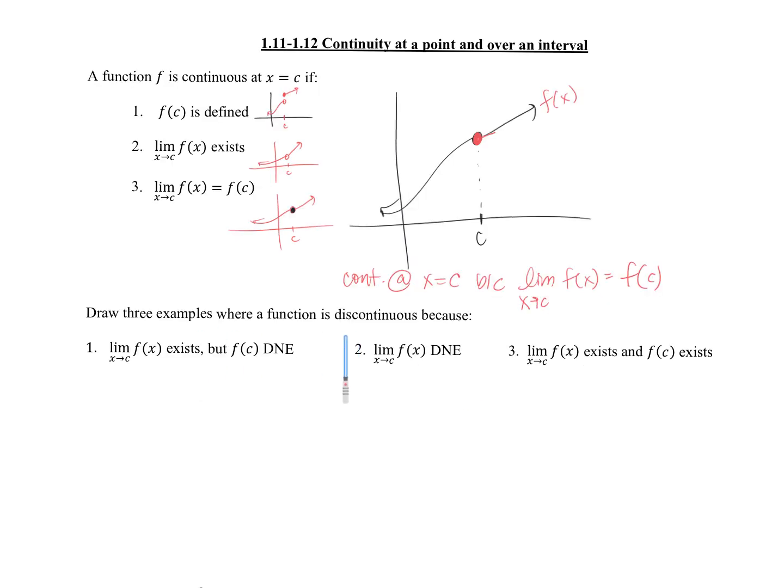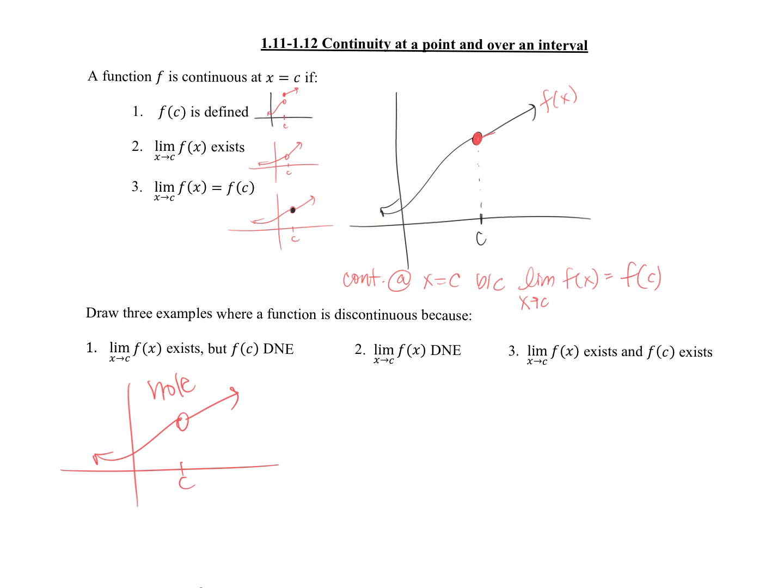It says, draw three examples where a function is discontinuous. This one first says, hey, the limit exists, but the value of the function does not. What would that be? Putting words into a picture, I think, is really hard. The limit exists, so my fingers have to come together, but the value of the function doesn't. So this one's just empty. So we're going to say, okay, limit exists at x is c, but the value of the function does not. And maybe you just remind yourself, that just means there's a hole.